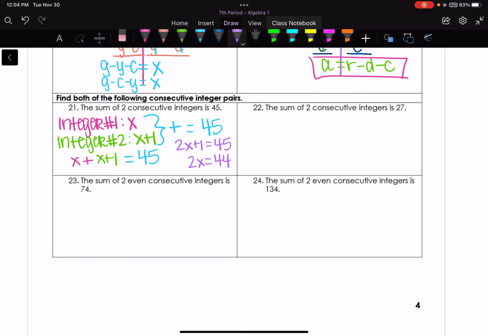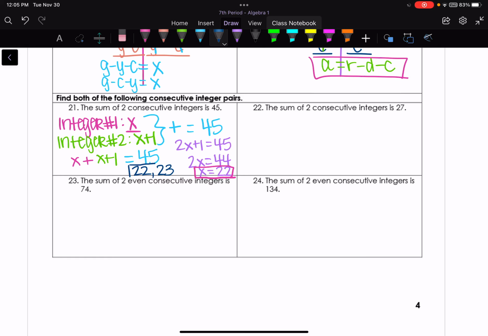Then I've got to get rid of the multiplication of 2, so I'm going to divide by 2 on both sides, and I'm going to squeeze that in here. It's going to be x equals 22. Well, that gives me my first integer right here. It tells me x equals 22, and we know that integer number 1 is x. To figure out the second integer, we have to plug that in to the x plus 1. So that would end up giving us our two answers are 22 and 23.